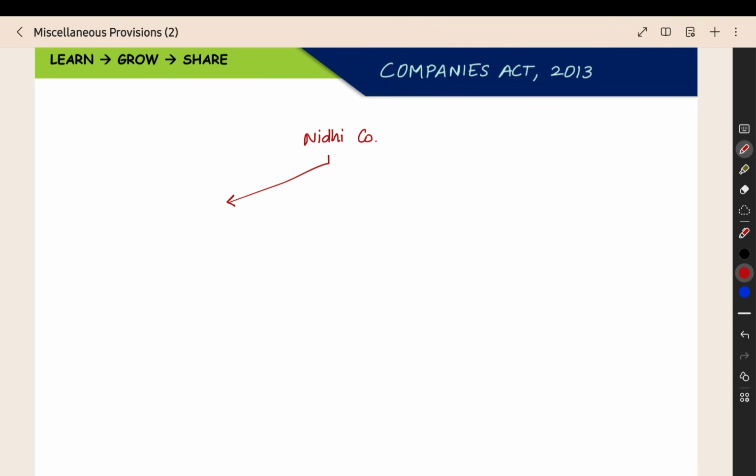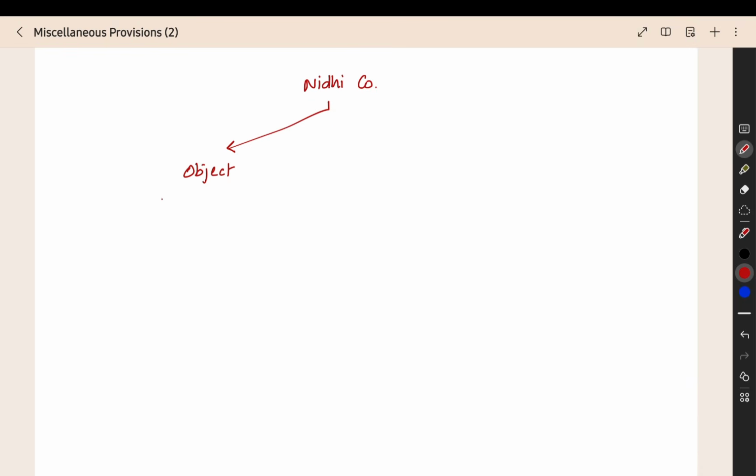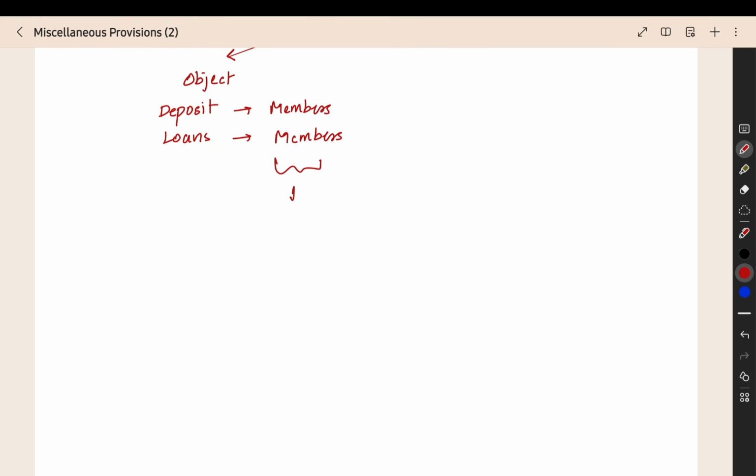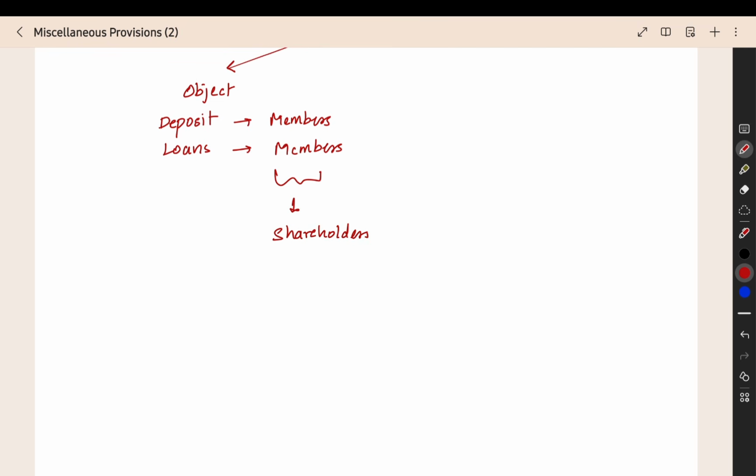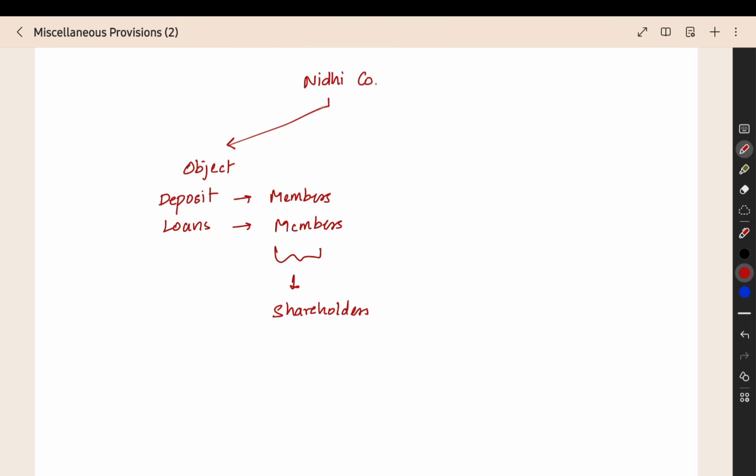Nidhi company is a company, also called a mutual benefit society, where the main objective is to get deposits from the members, and then it will give loans, that also to the members. So both the deposits and loans will be given only to the members. Members means shareholders. So this means that if you want to get a loan, you have to be a shareholder. So this is the first thing.